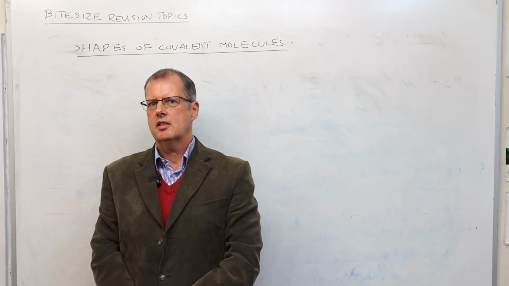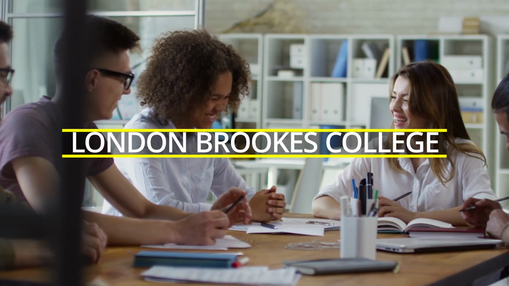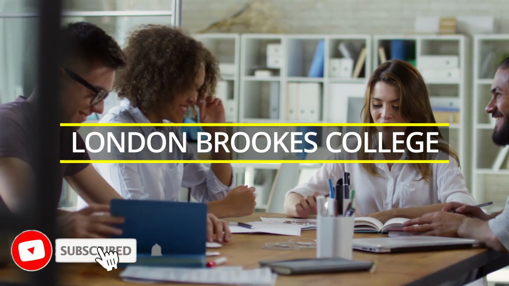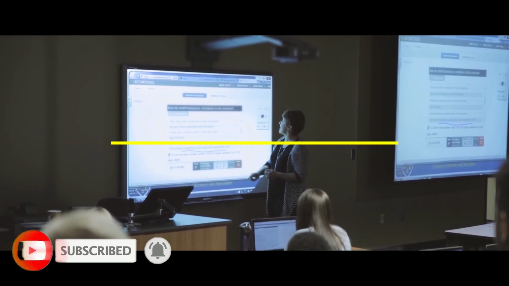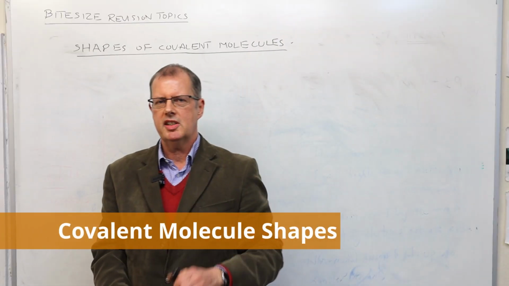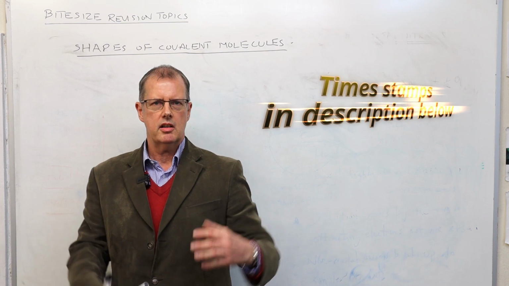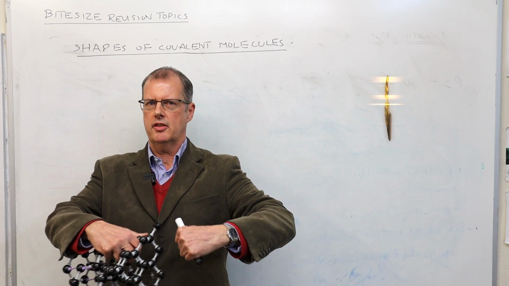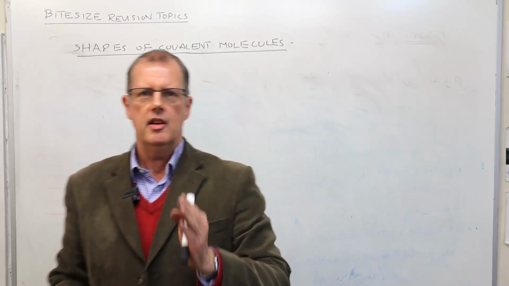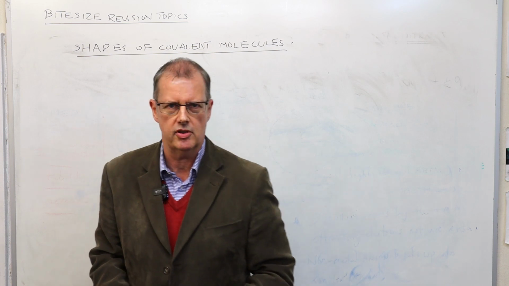I want to revise the shapes of covalent molecules. Covalently bonded materials are non-metal atoms joined together. A covalent bond is a shared pair of electrons. One atom contributes an electron, the other contributes another one, and they share it. That's a single covalent bond. The point of this talk is not to talk about the detailed bonding, but the shapes involved.